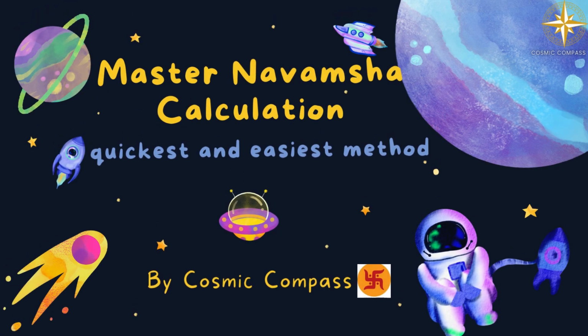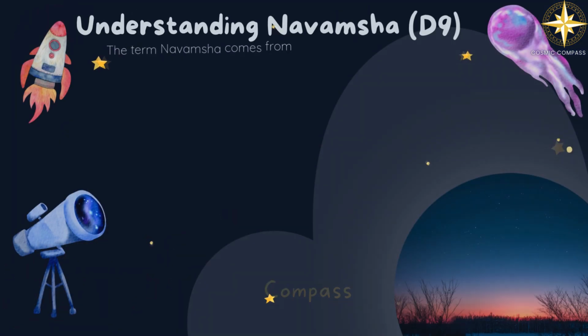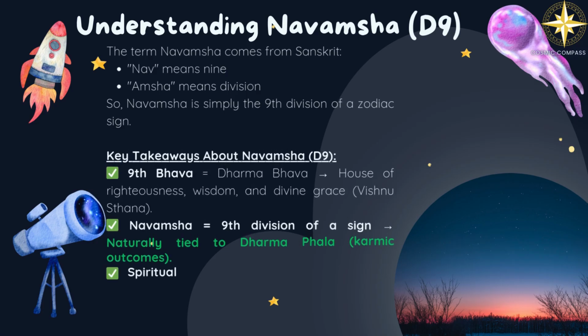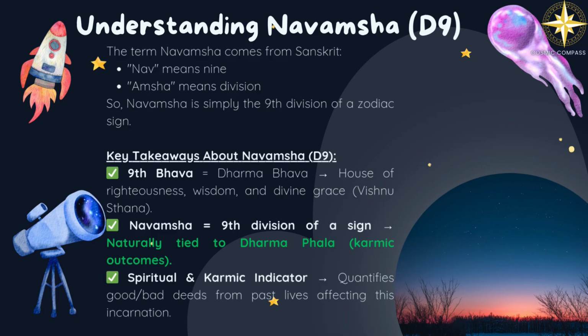Master Navamsha calculation, quickest and easiest method. The term Navamsha comes from Sanskrit. Nav means 9, Amsha means division. So Navamsha is simply the 9th division of a zodiac sign.